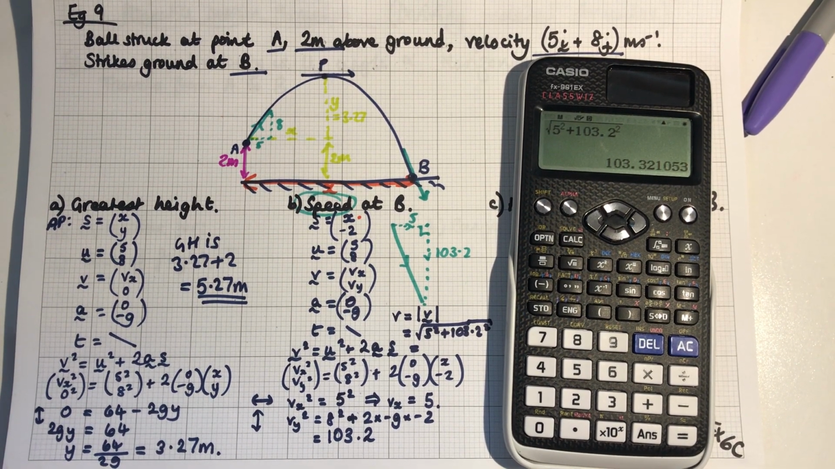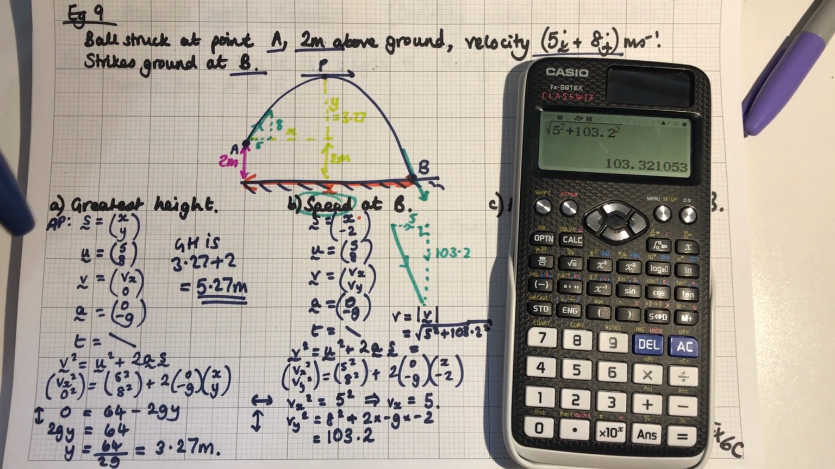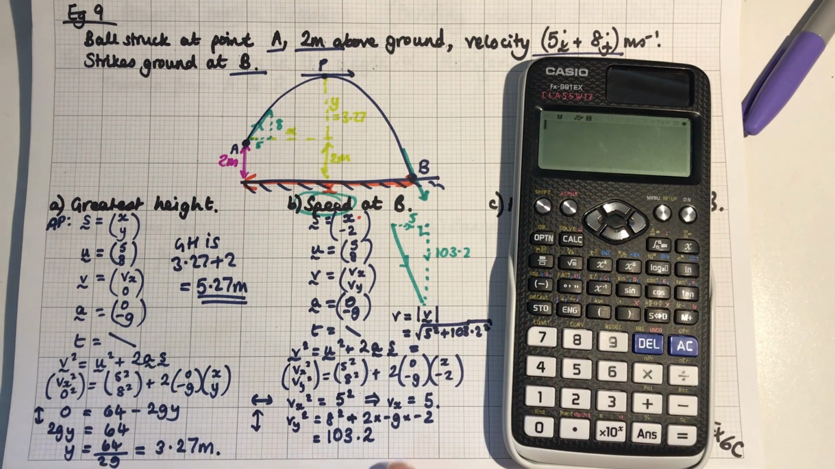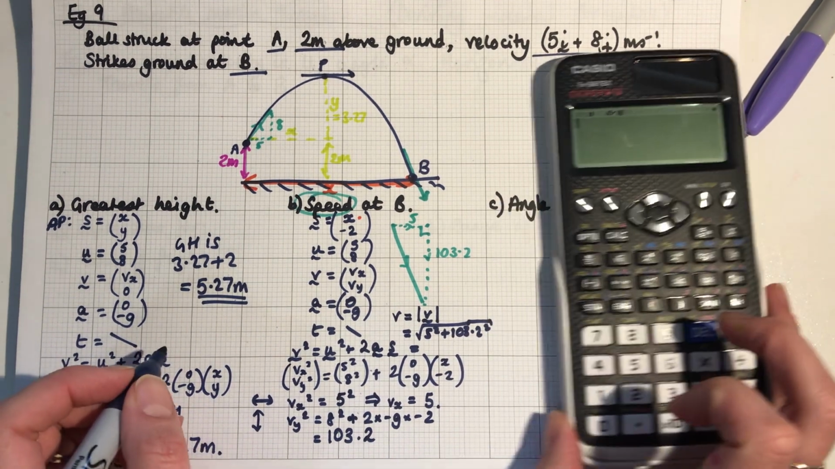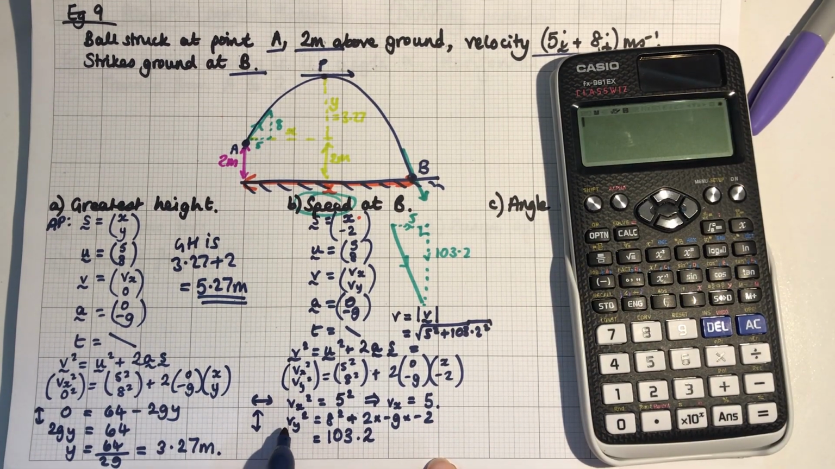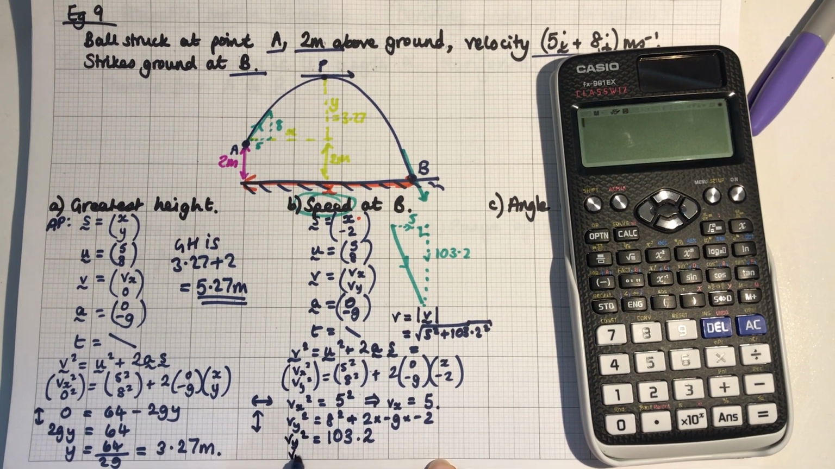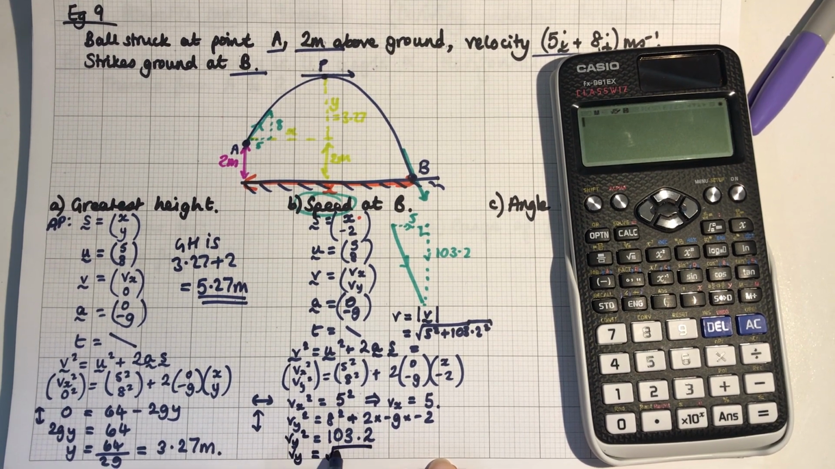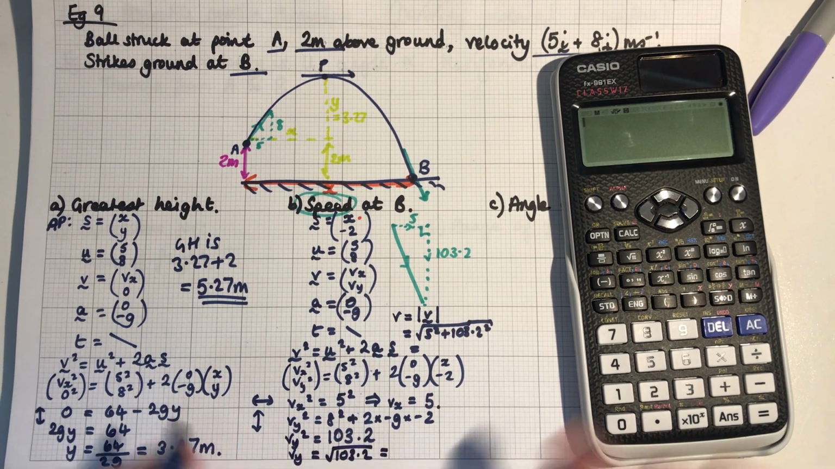I wasn't expecting it to come out that big. What's going on? Let me think about this for a second. I think I've typed something in wrong. I know exactly what I've done. Haha, yeah, I know why it's come out so big. I'm really glad I made that mistake. Here, I got Vy squared is 103.2. I never square rooted it. Vy is therefore the square root of 103.2.